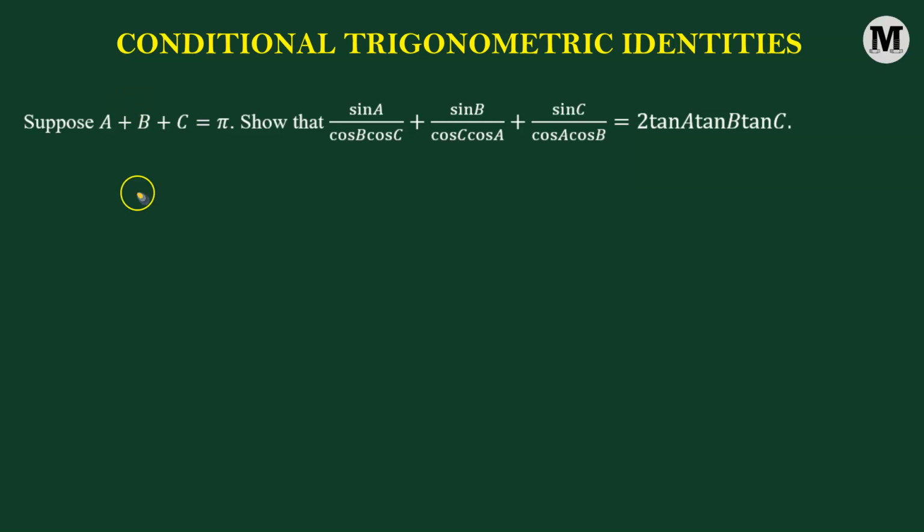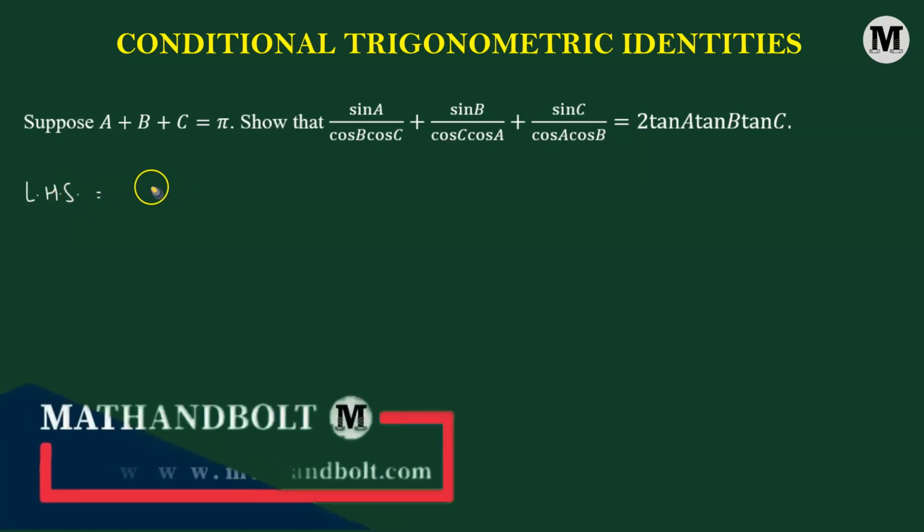So here we have a condition that A, B, and C adds up to pi radians. We need to prove the following. So here what we'll do, we'll start the proof from the left hand side. So let's rewrite the expression on the left hand side.